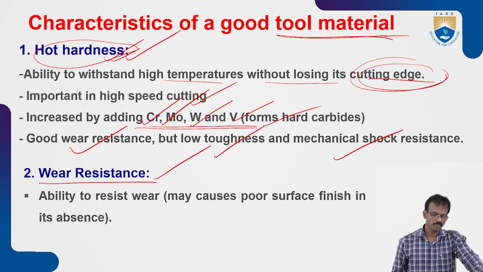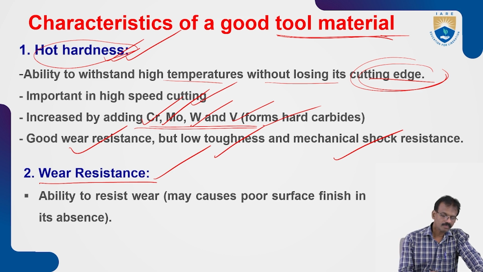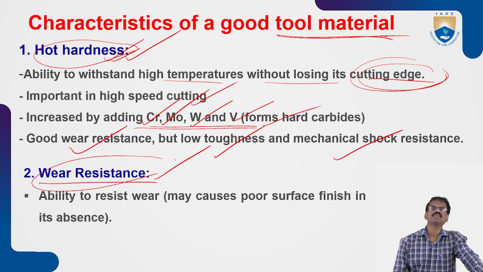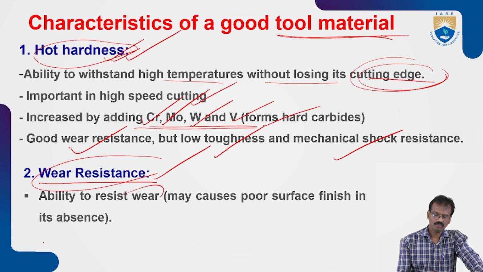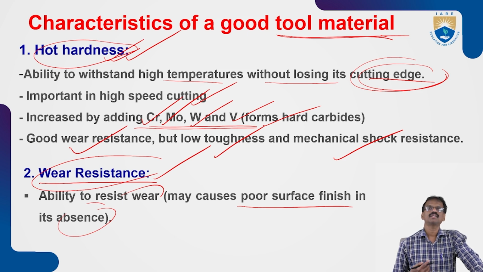So cost will be increased. You know this one. What is wear resistance? Wear resistance is the ability to resist wear. So poor surface finish may occur in its absence. If there is a high wearing problem, automatically the cutting edge will be lost. We will get a rough surface finish. So these are the required characteristics of a good tool material.